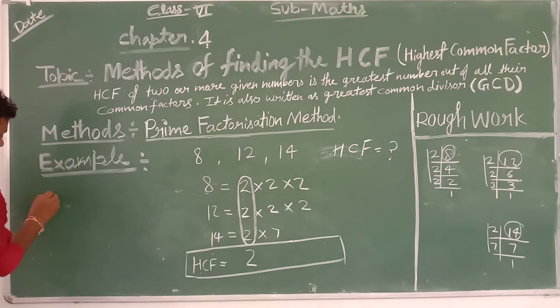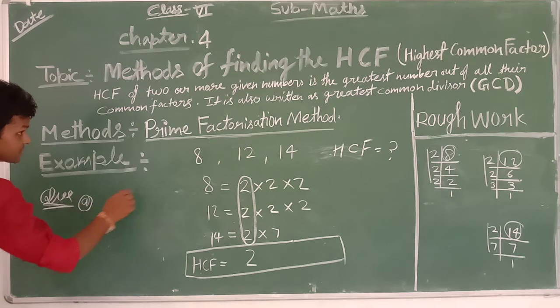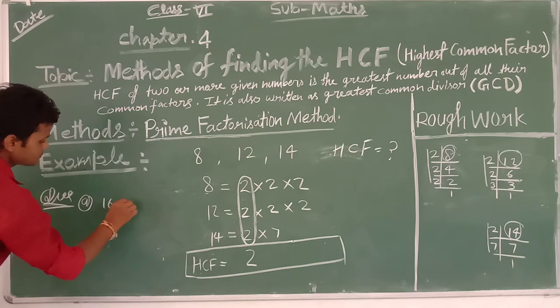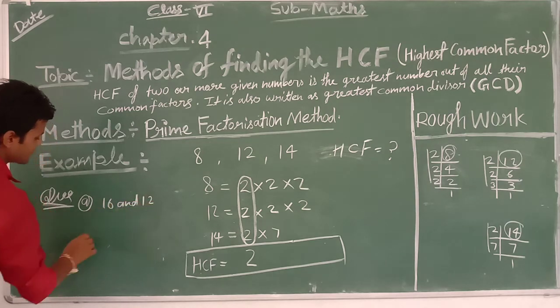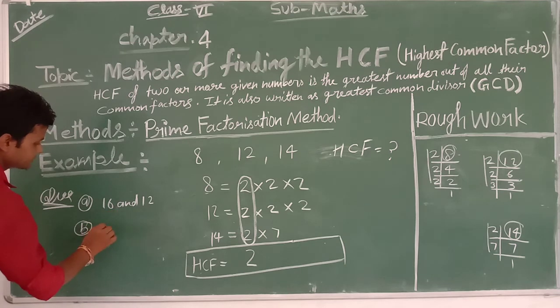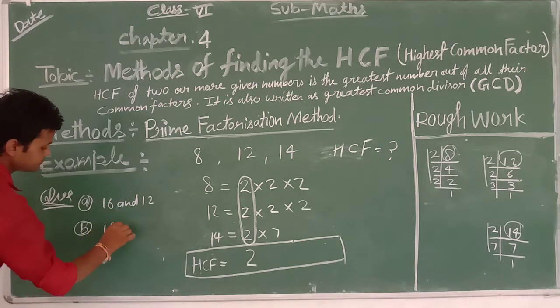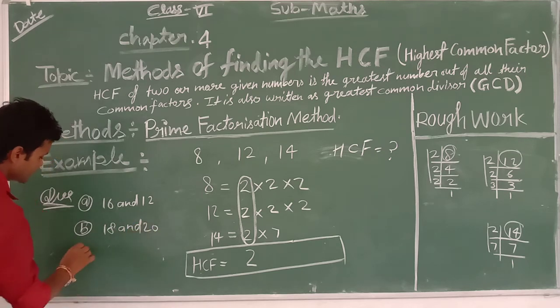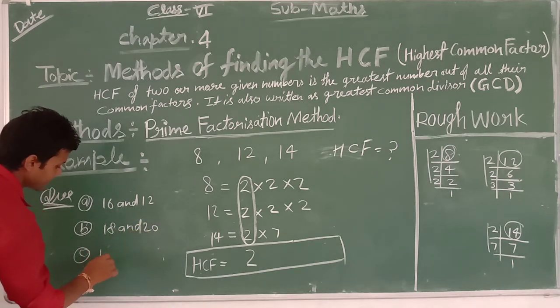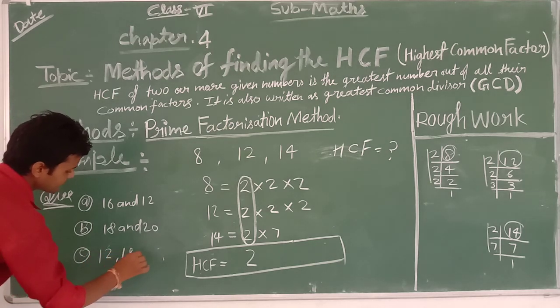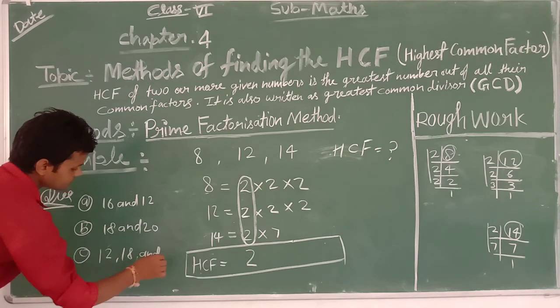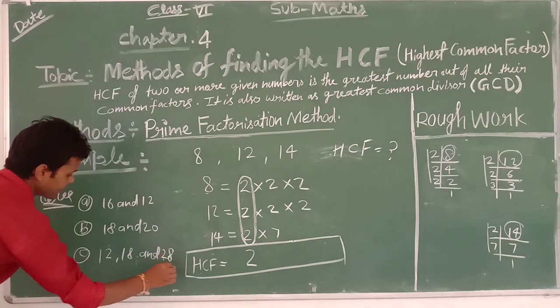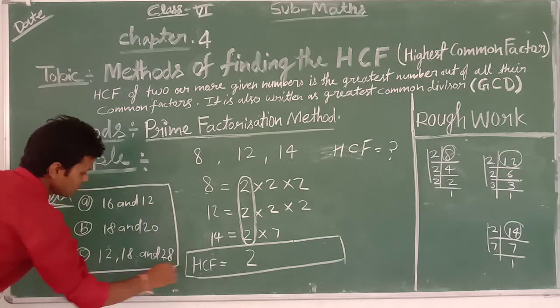Okay, I want to give questions. Look here, questions. I hope you can do them. Question A: find the HCF of 16 and 12. Question B: find the HCF of 18 and 20. And question C: find the HCF of 12, 18 and 28. I hope you can do it. Thank you, your homework.